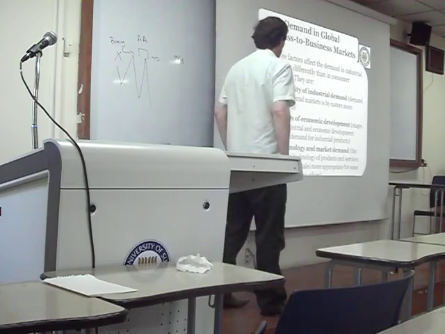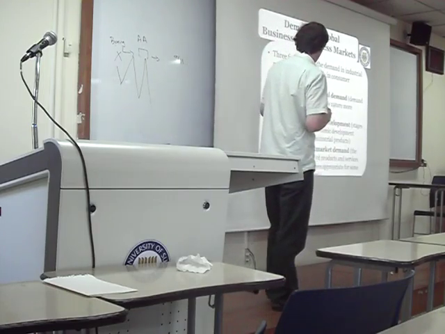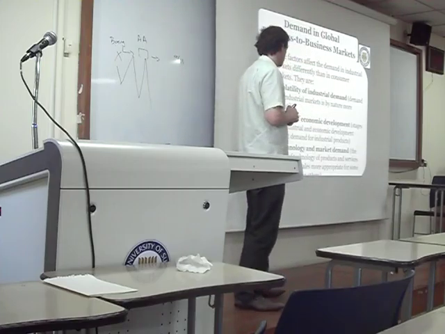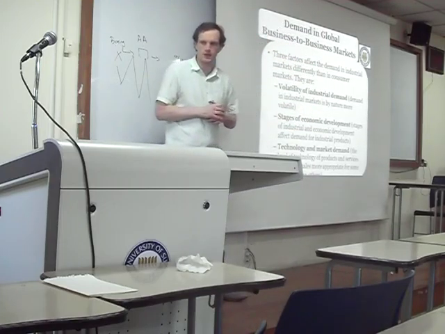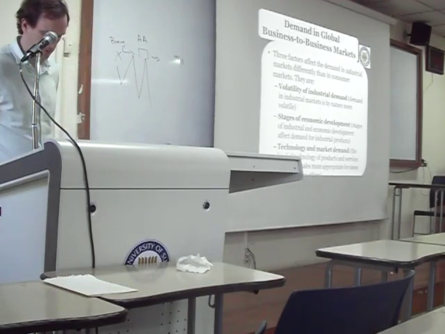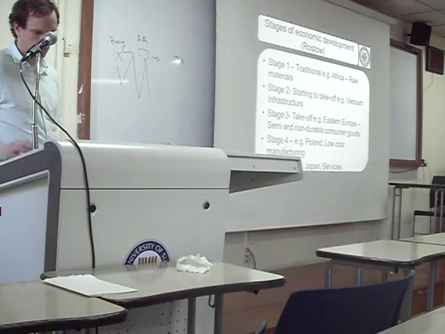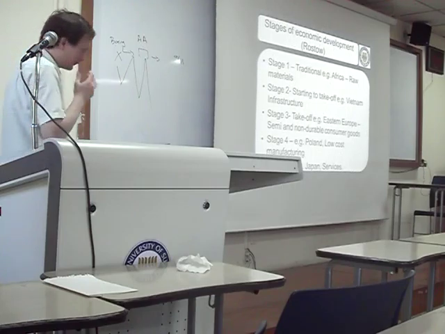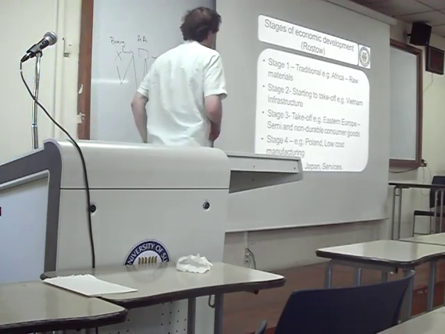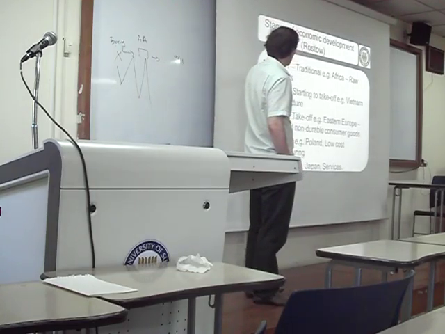The stages of economic development. Different countries are in different stages of development, which affects the demand. Technology and market demand, the level of technology. So we can see here the stages of economic development. Traditional, like sub-Saharan Africa, mainly they're producing raw materials.